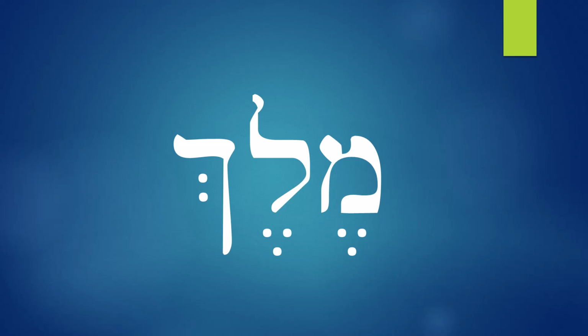We have mem, sego, lamed, sego, and kaf. Now you're saying, what about the last two dots that are in kaf? Those two dots, we're going to look at this later on. But those two dots are shua.